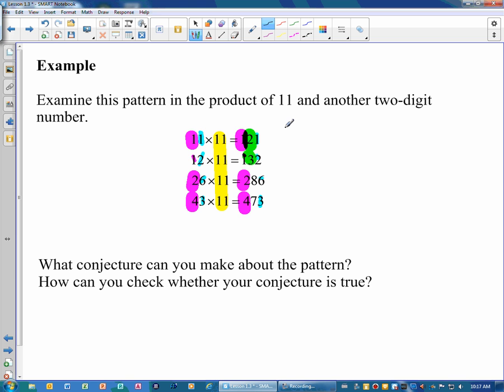So my conjecture can be that my pattern is any two-digit number. So I'm going to call the first digit A and the second digit B. Okay, so times 11. So any two-digit number times 11, and A will be the first digit, B will be the second digit. Okay, so that would be A, that would be B, that would be A, that would be B. I end up with A being at the front, B being at the back, and what was that middle term again? It was A plus B.